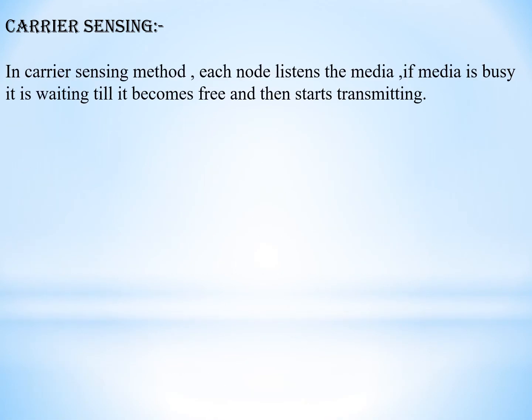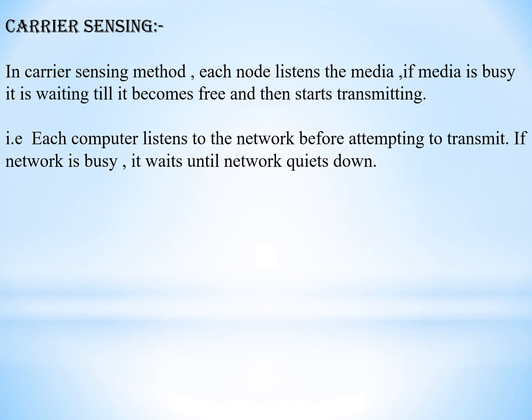In the carrier sensing method, each node listens to the media. If the media is busy, it waits till it becomes free and then starts transmitting. That is, each computer listens to the network before attempting to transmit. If the network is busy, it waits until the network quiets down.